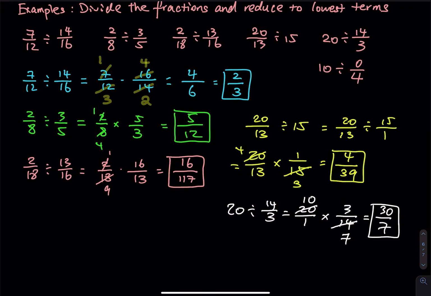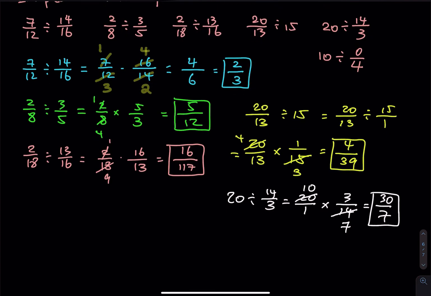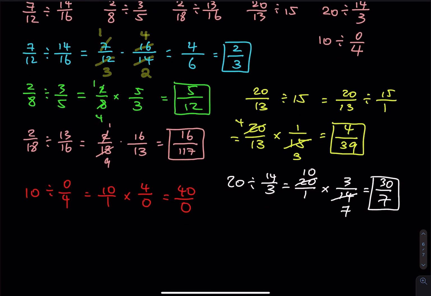And then we have one more. Let's use a color that we haven't used yet. 10 divided by 0 over 4. So 10 is 10 over 1, right? And then you multiply by 4 over 0. Is this possible? That is 40 divided by 0. That is undefined, right? Undefined and 0 are not the same.